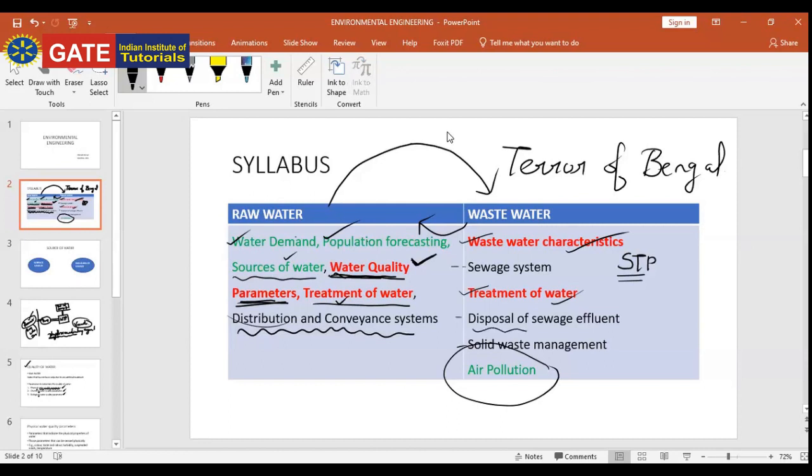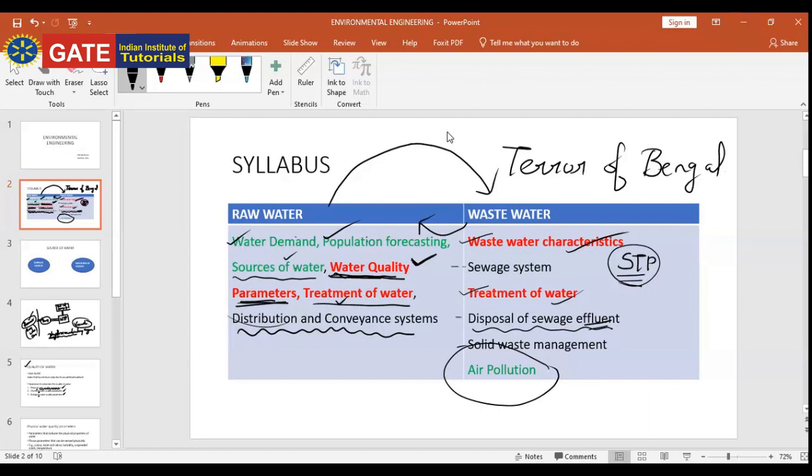And then we have disposal of sewage effluent. After the treatment in the treatment plant, we'll have effluents from the sewage, right? This effluent we have to dispose of very safely. If it is solid waste, we'll dispose of it by one method. If it is liquid, we have to dispose of it by another method. If it is gas, we have to dispose of it by a different method.